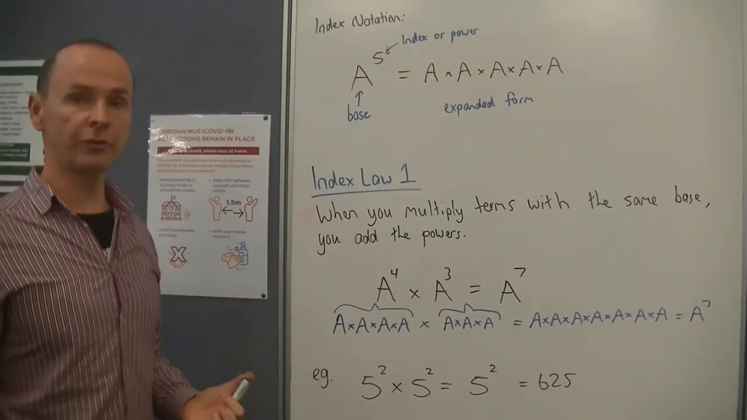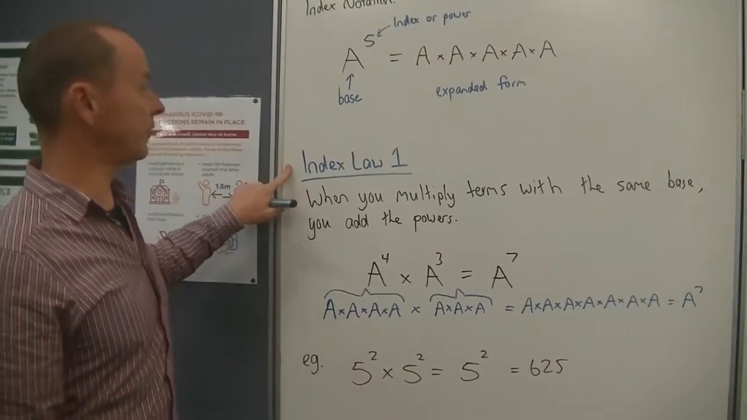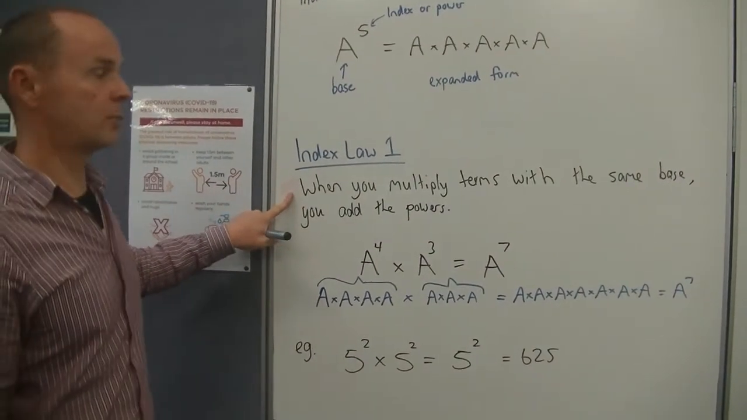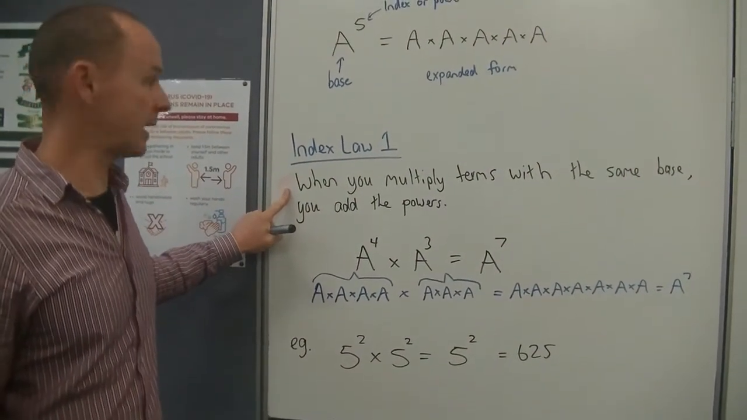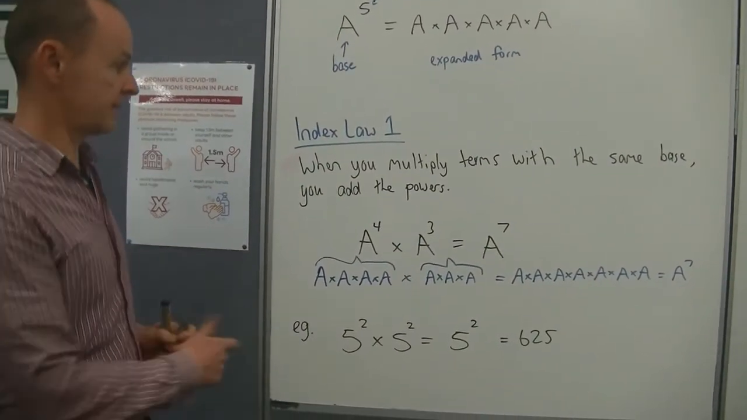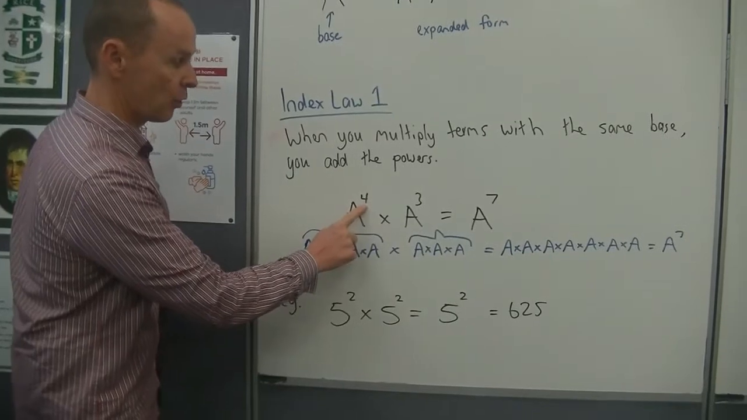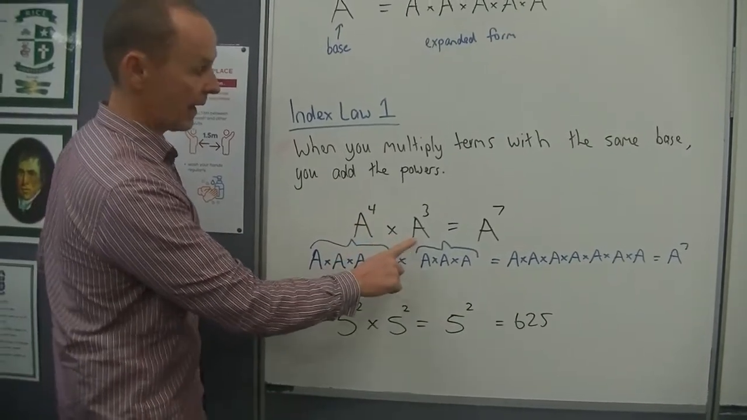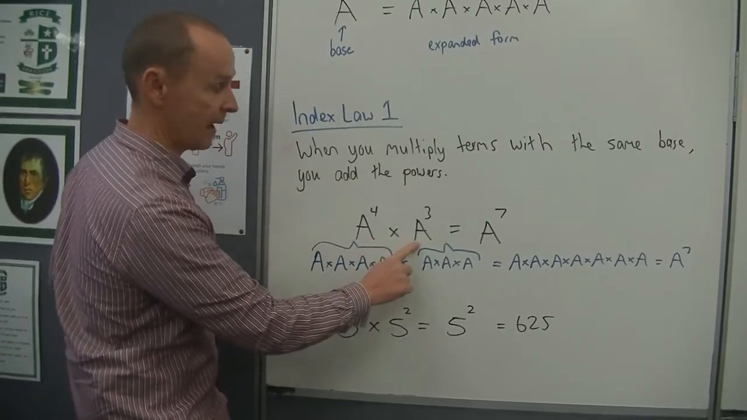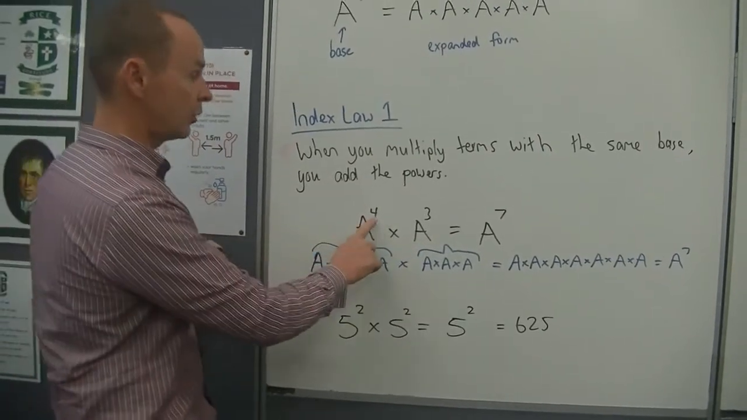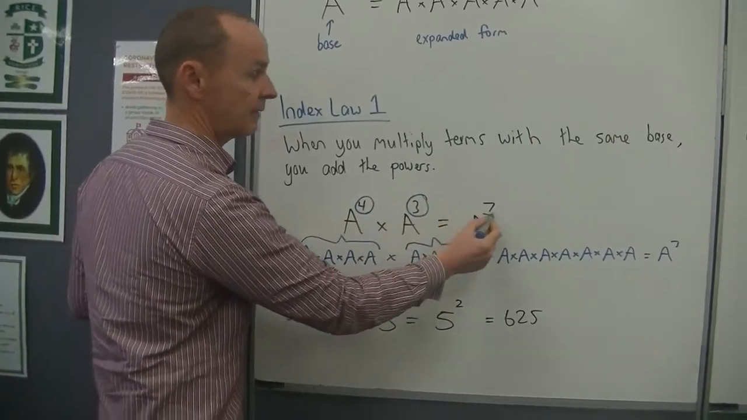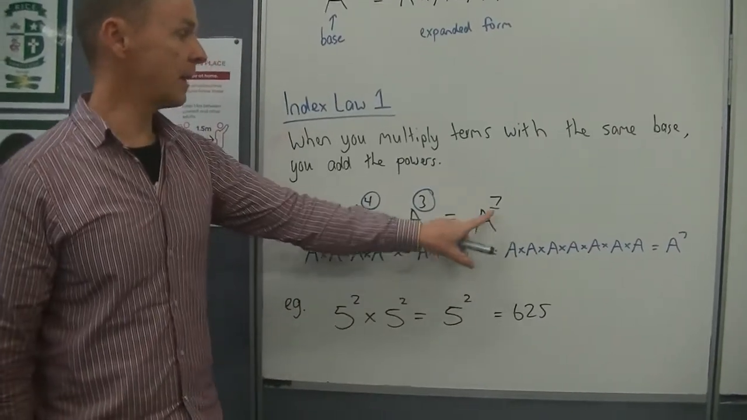So there's 2 laws you're going to learn in this exercise. Index law 1. This is the rule. When you multiply terms with the same base, they must have the same base, you add the powers together. So what do I mean by that? Let's have a look. a to the power of 4, and we're multiplying it by a to the power of 3. Since they have the same base, the base is a, you can just add those powers together. So 4 plus 3 is 7. So the answer is a to the power of 7.